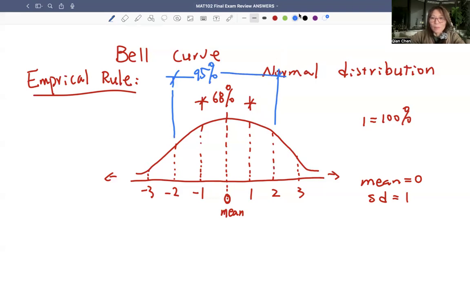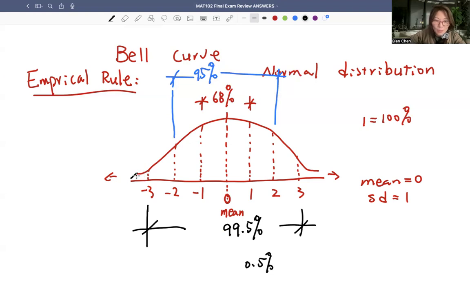Okay, then let me use black color. Within 3 standard deviations, let me write on the bottom. 3 standard deviations apart, that's 99.5% of the data values. So you see only 0.5% is on the two ends. This and this are only the rest of the 0.5% of the data, which is outliers, right? So that's what the empirical rule is for a normal distribution.